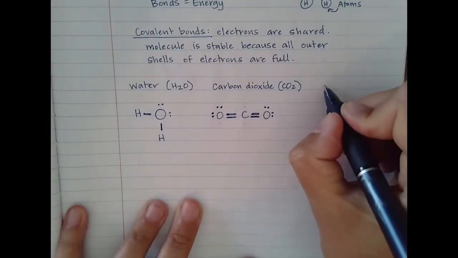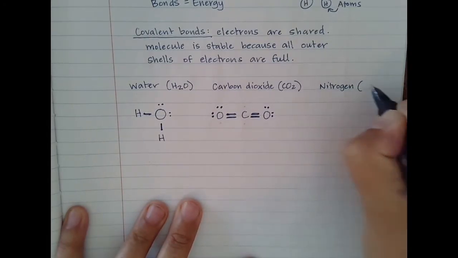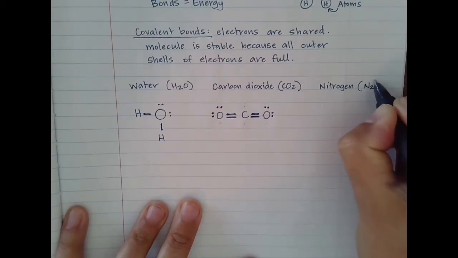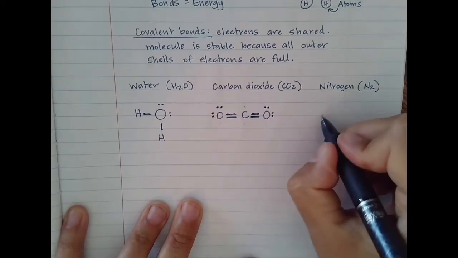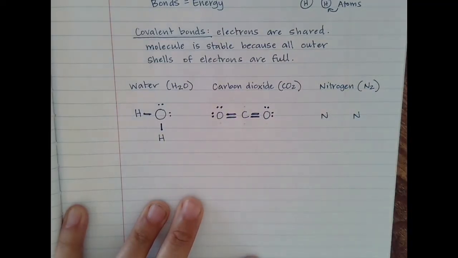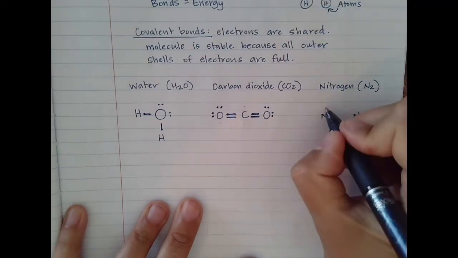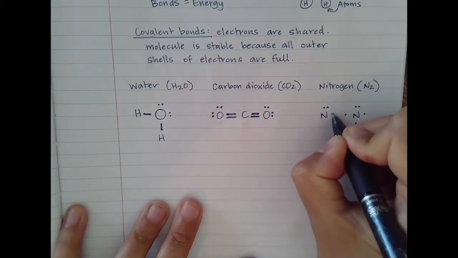I want you to try this for nitrogen. Nitrogen is N2, meaning that we're going to have 2 nitrogens bonded together. So start by drawing your Lewis diagrams for your nitrogens next to each other. Okay, hopefully you drew something that looks like this.